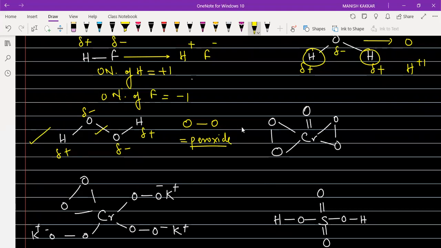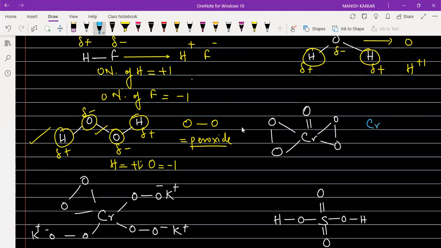bond. So again, assuming the bond to be 100% ionic in this case, हाइड्रोजन पे क्या चार्ज होगा? +1, और ऑक्सीजन पे क्या चार्ज होगा? It will be -1. So both these oxygen atoms in hydrogen peroxide have the charge equal to what? That is equal to -1.